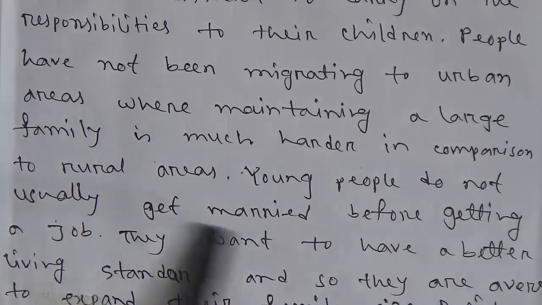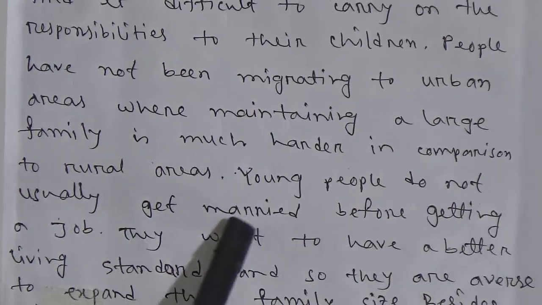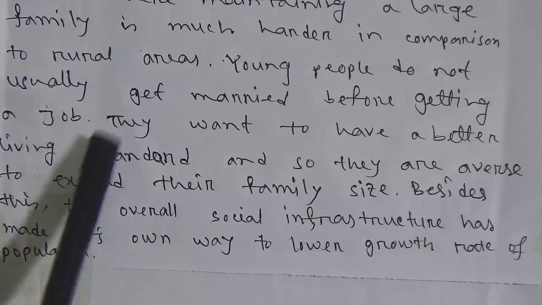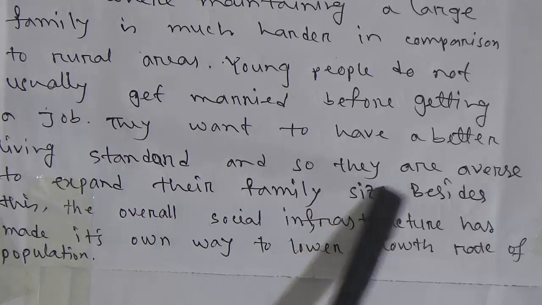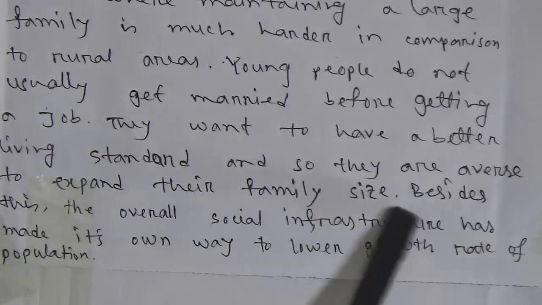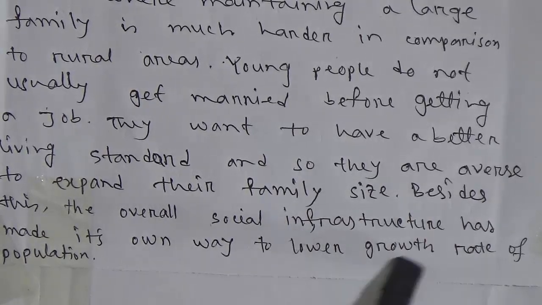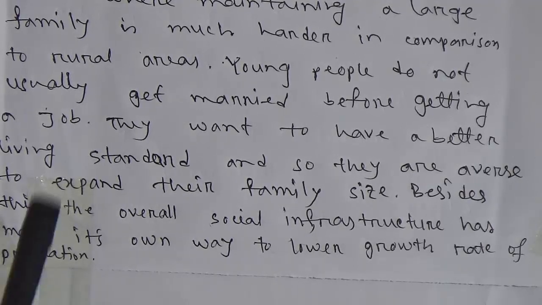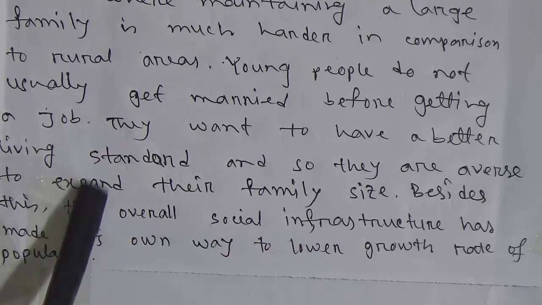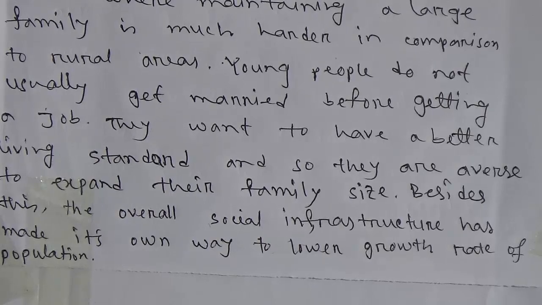Young people do not usually get married before getting a job. So this is another reason, because young people are conscious and they are not getting married without any job because they are concerned about their economic life. They want to make a better living standard, and so they are averse to expanding their family size. Besides this, the overall social infrastructure has made its own way to lower the growth rate of population. So all the social infrastructure is actually responsible for the lower growth rate of population, and that is why from 1991 the population growth has been decreasing.